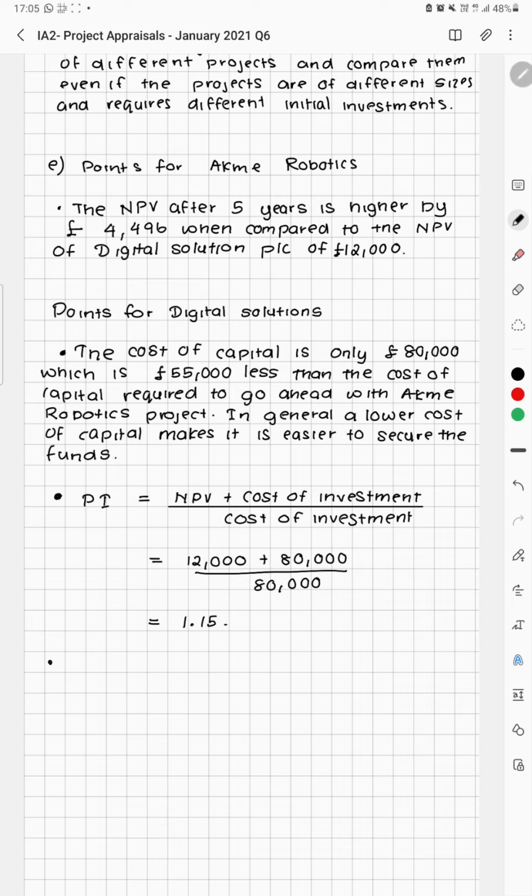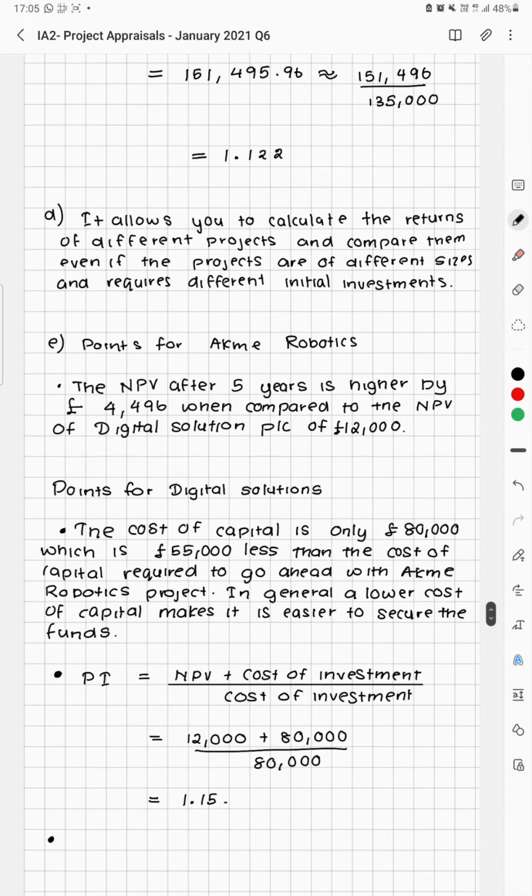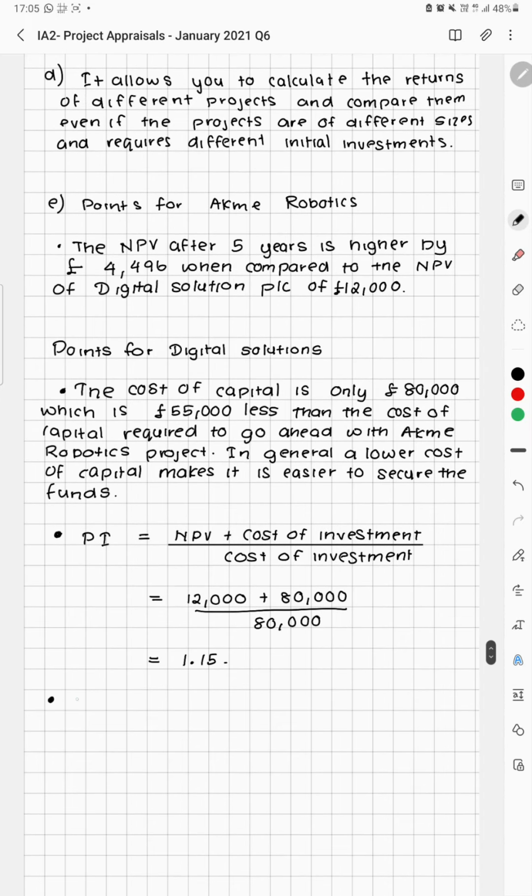So what you need to understand is 1.15 is higher than 1.122. Understood? So another point for Digital Solutions is it has a higher profitability index than Acme Robotics.